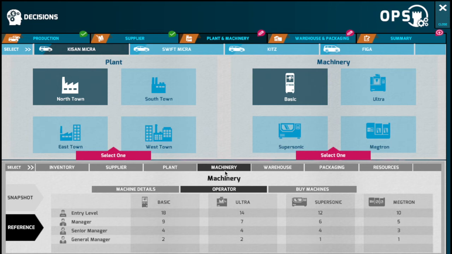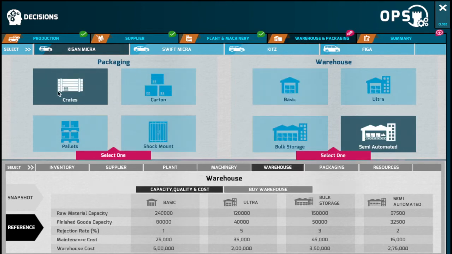Having decided on the plant and machine, the players would now need to determine the warehouse in which they would like to store their products which are currently produced. The finished goods which are produced would need to be stored in warehouses, and the teams also would need to determine the packaging materials that they would like to use for each of the products.